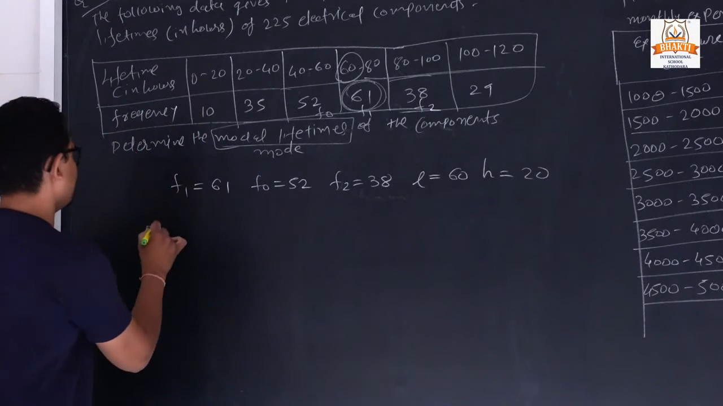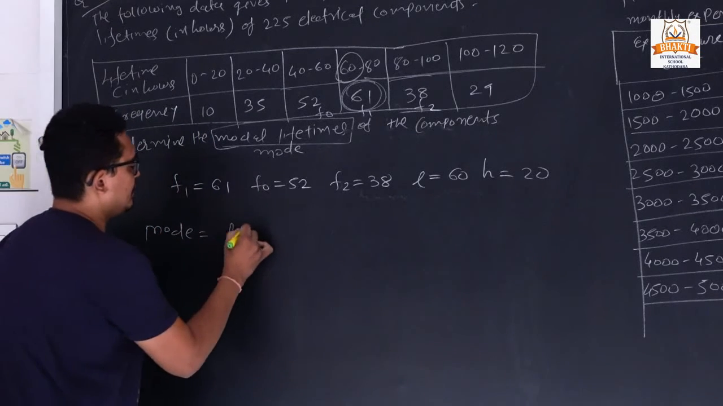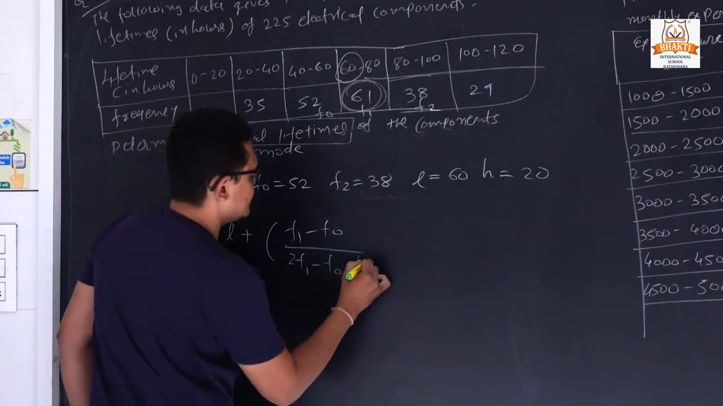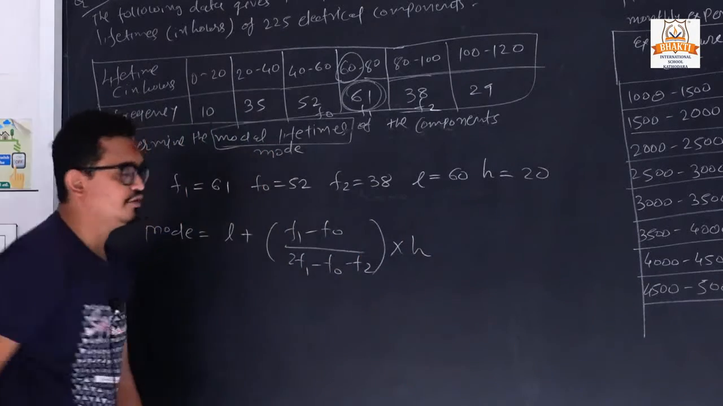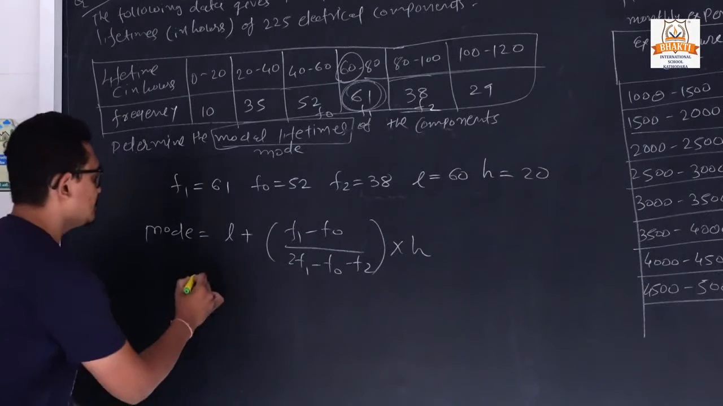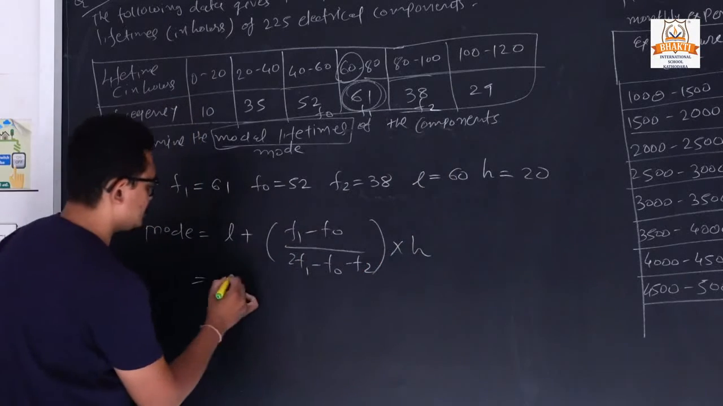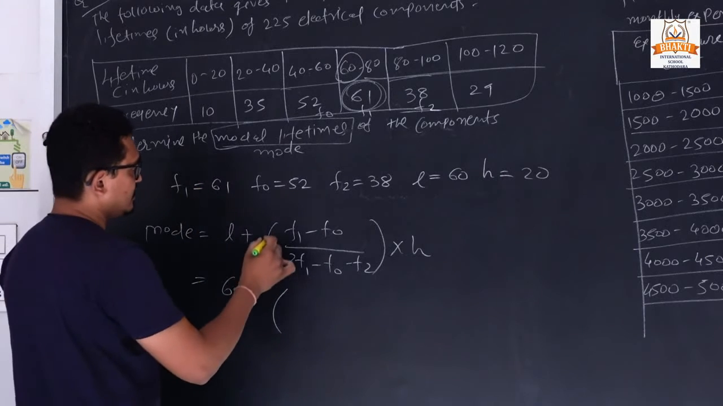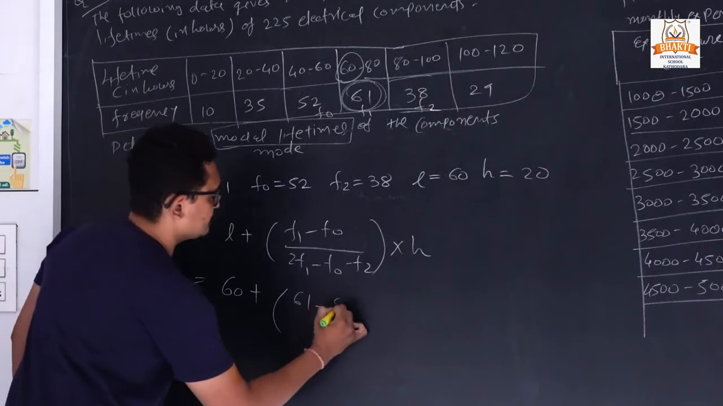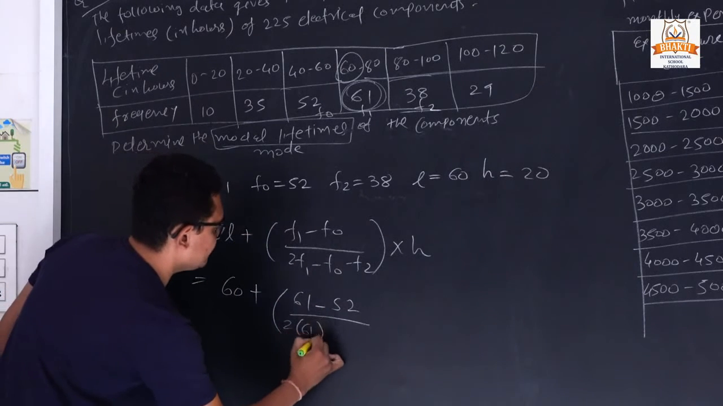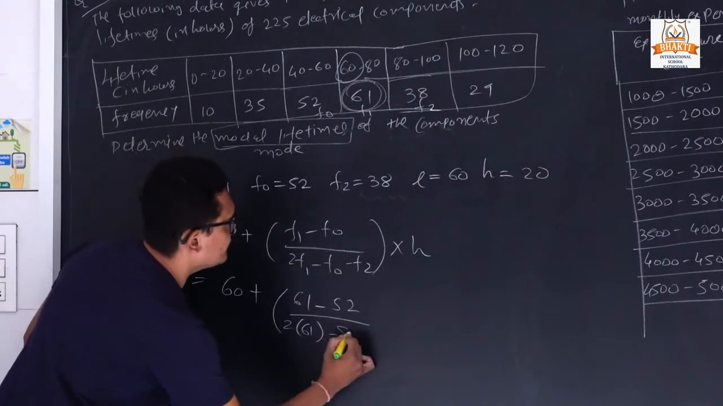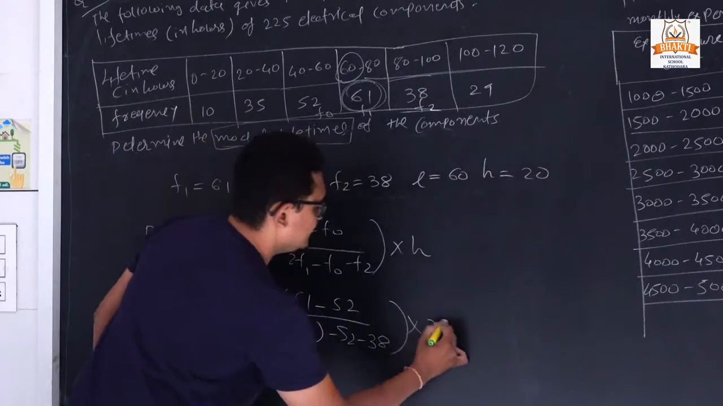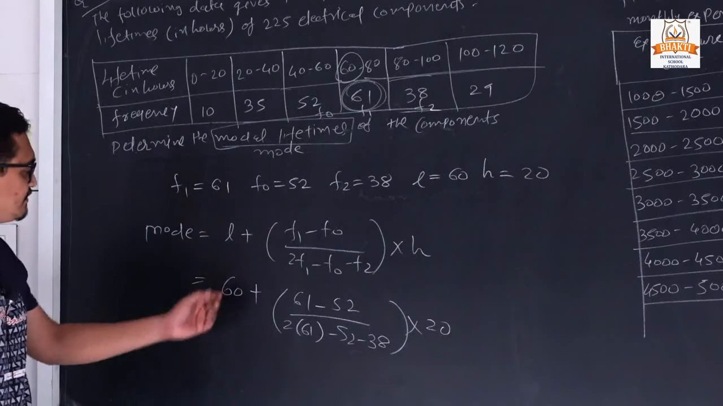Now we can put in the formula. Mode is equal to L plus (F1 minus F0) over (2 F1 minus F0 minus F2), times h. This is the formula for the mode. Now, what is L? L is 60. F1 is 61, minus F0 is 52, over 2 into 61 minus 52 minus 38. And what is the value of h? It is 20. Now we can simplify.